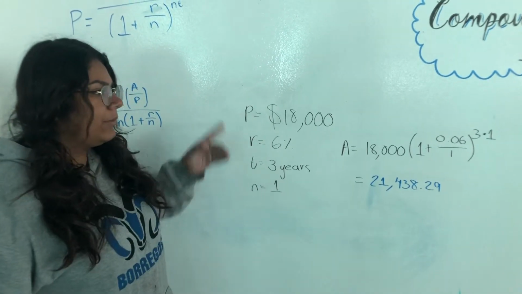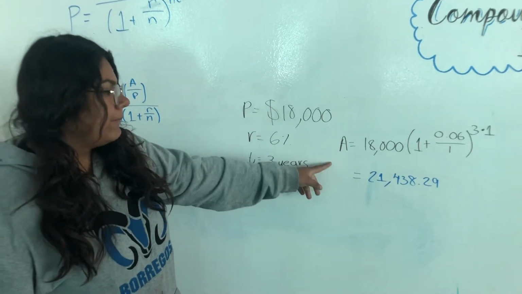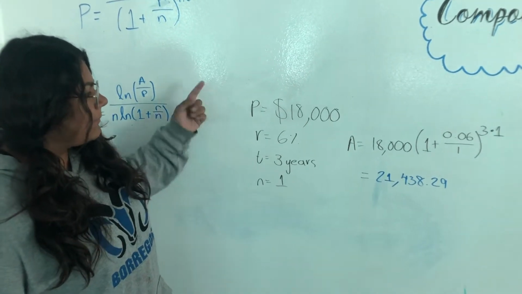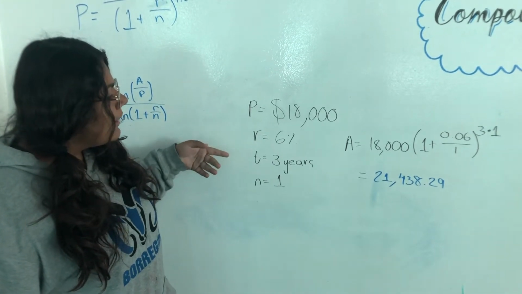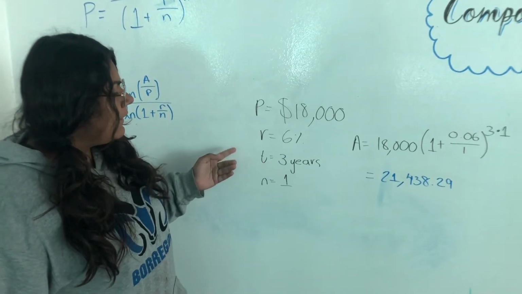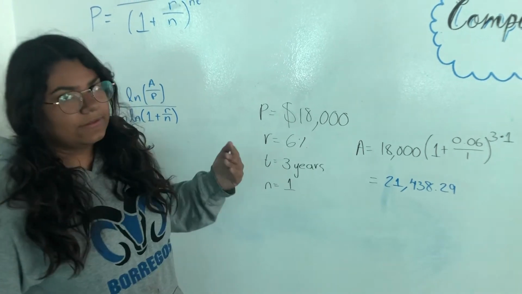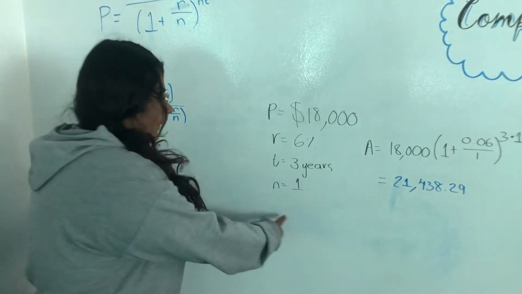First, we have this problem in which we want to know the final quantity, which is A. They're giving us this data: P, which is the initial quantity, equals 18,000, R is 6%, T is 3 years, and N, which is the period of time, is annually, so it's 1.